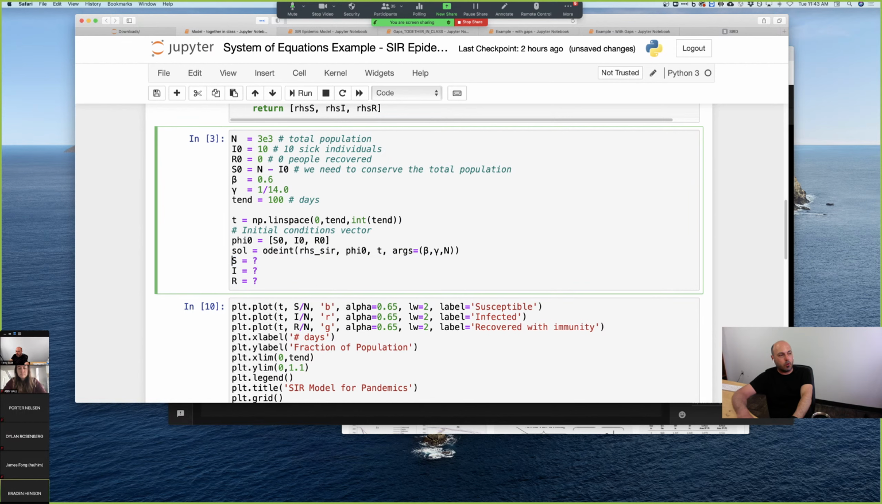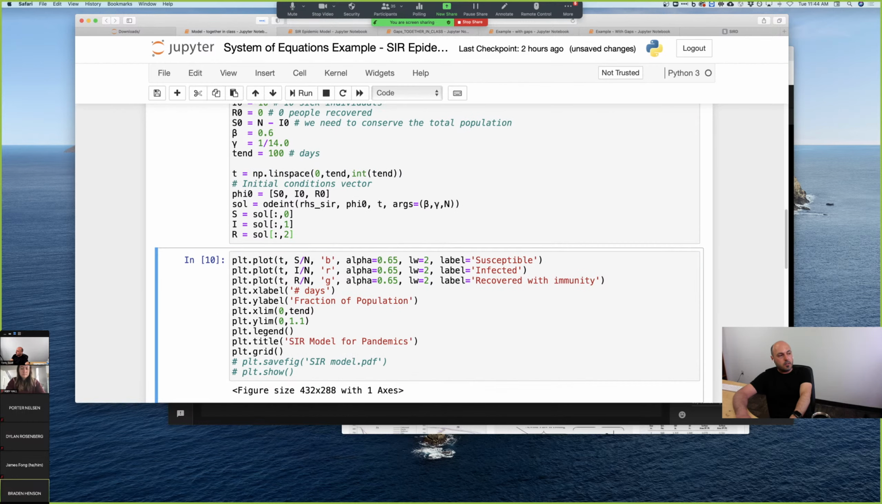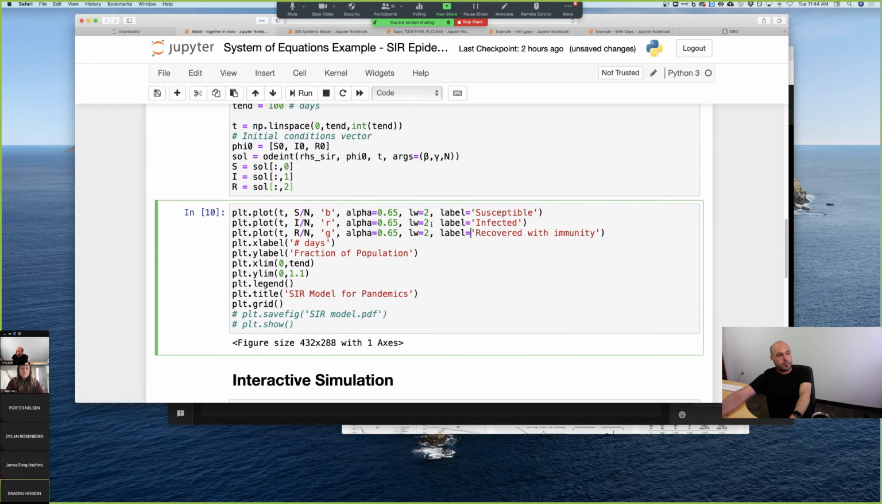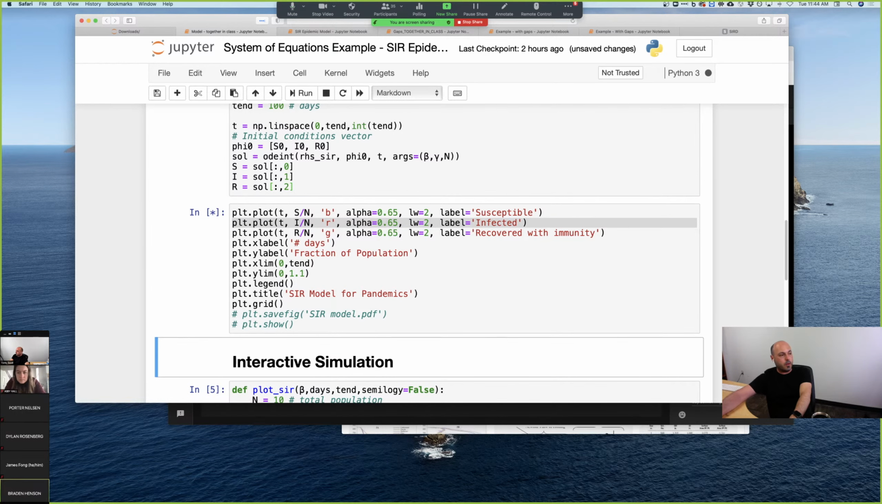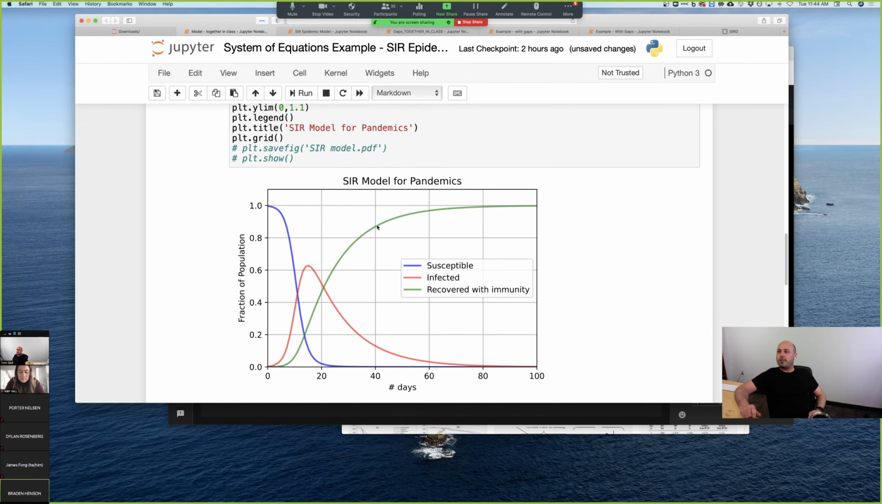Remember that last slide where I told you the return value for ODE int when you're solving a system of equations is a matrix. In the first column, you have the first variable. In the second column, you have the answer for the second variable, and so on. So what I'm going to do is simply call sol, colon, 0. The first column in that array contains S, the second column contains I, and the third column contains R. Okay? And now I can go ahead and plot. So just go ahead and plot this, and this is what you get.